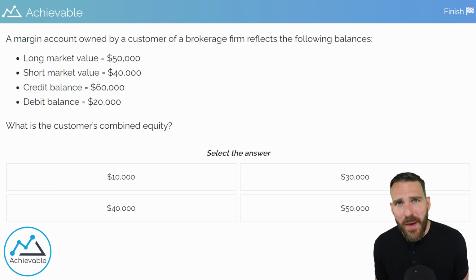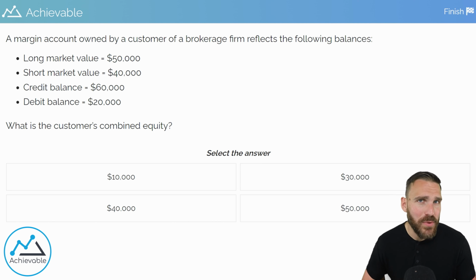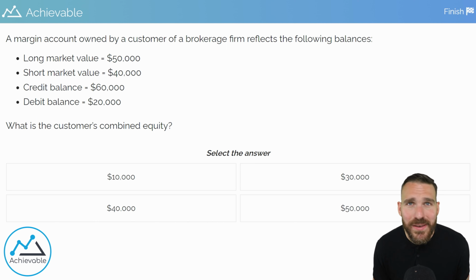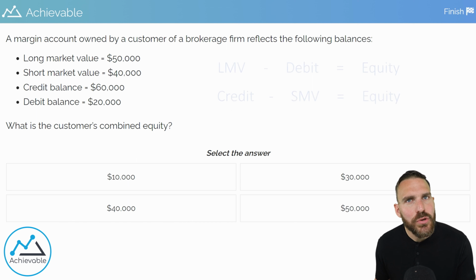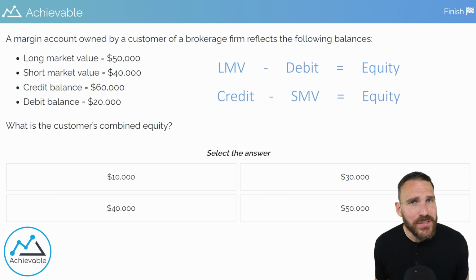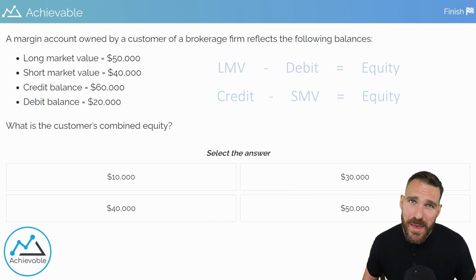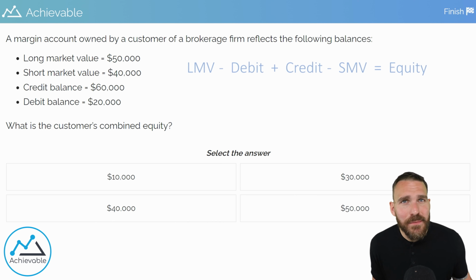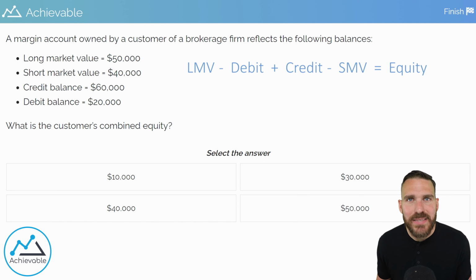As we were talking about before we got to this question, we just need to put all these numbers together and make sure we keep the positive numbers positive and the negative numbers negative. And to do that, let's go ahead and just put the two separate equity formulas up on the screen. LMV minus debit is equal to equity, and credit minus SMV is equal to equity. Now let's go ahead and combine this together as one big formula. And it really doesn't matter what order we keep it in, but I'll go ahead and state it as LMV minus debit plus credit minus SMV is equal to equity.